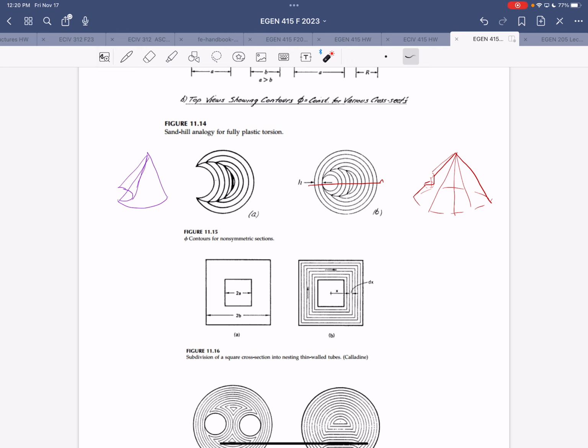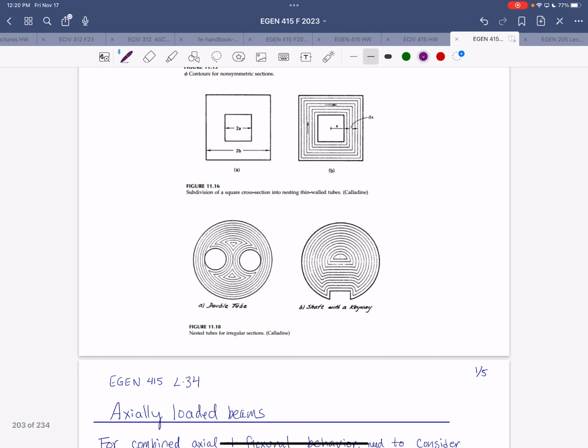All right. So that completes the sandhill analogy. I guess to complete that thought, I can sketch, this might be helpful. For this one here, if you wanted to look at a profile of that sandhill, it would look something like this.